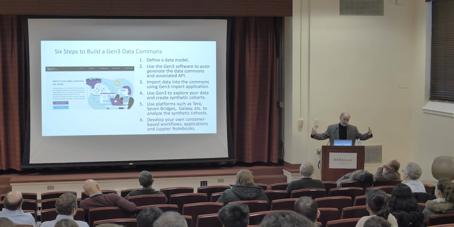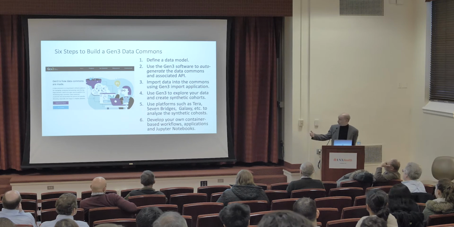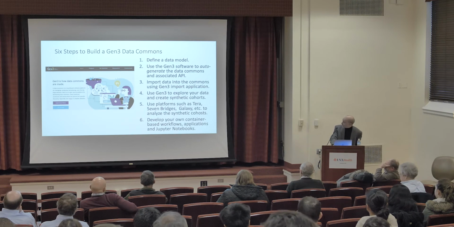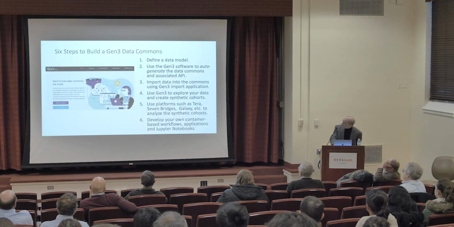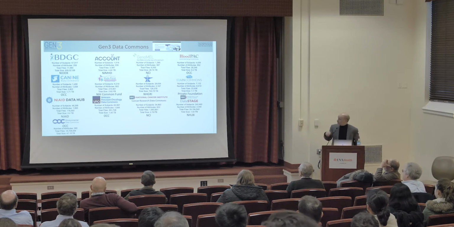and then you can explore the data. You could create synthetic cohorts. You could put them into Jupyter R. You could put them in other platforms. So we built commons this way. I'm going to show you a picture. Oops, wrong way. So we've built over 12, and we're going to have 15 commons like this.